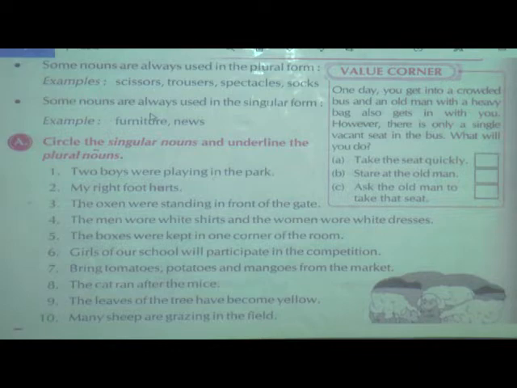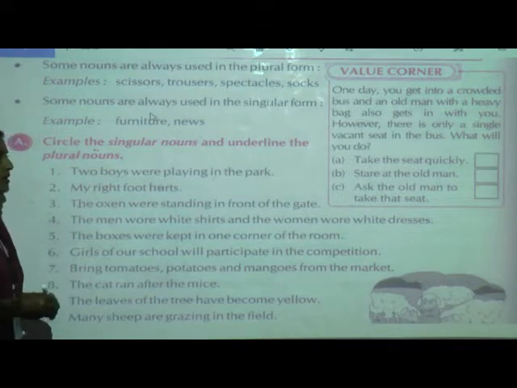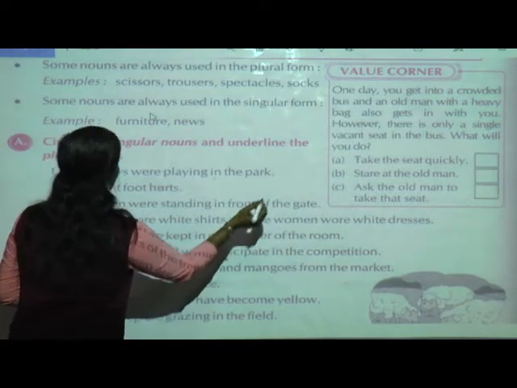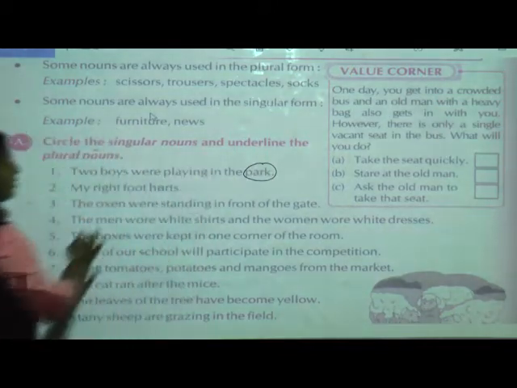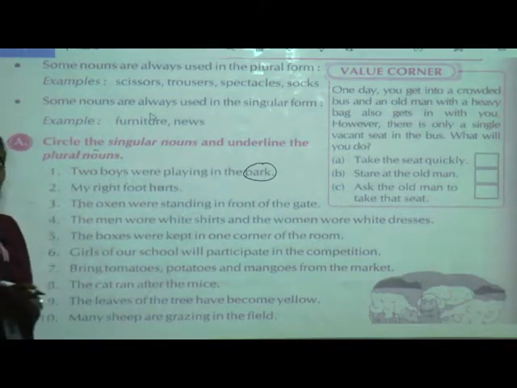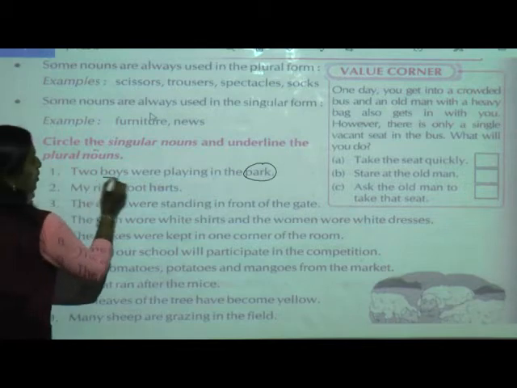Now we will start with our first example. What is first? Two boys were playing in the park. Now what do you have to do? Circle the singular noun. So where is the singular noun over here? Yes. So what are you going to do? Circle the singular noun. And what are you going to do? Underline the plural noun. What is plural over here? Yes, boys.